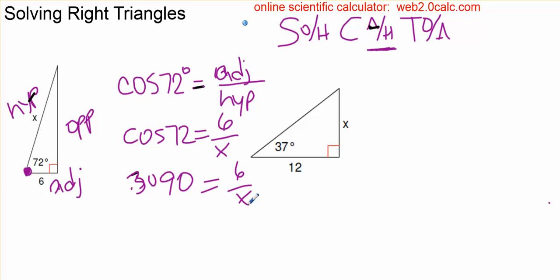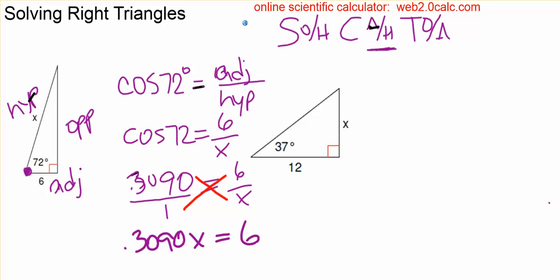From here, once I get to this point, it's sometimes easier to just put this over a 1 and turn it into a fraction. And do you guys remember what you do when you have two fractions that are equal to each other? You can cross multiply. So you can multiply the 1 times the 6, and then the 0.3090 times the x. So to continue on down here, it would be 0.3090x equals 6. And then to solve for x, I just have to divide by 0.3090.